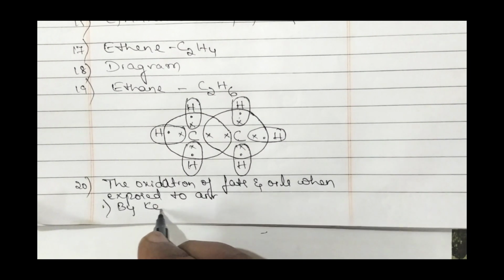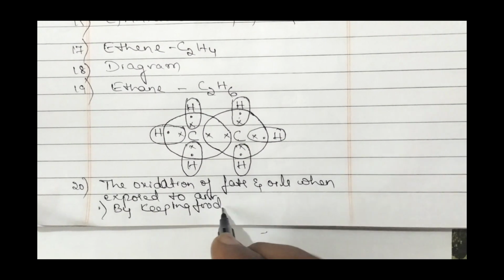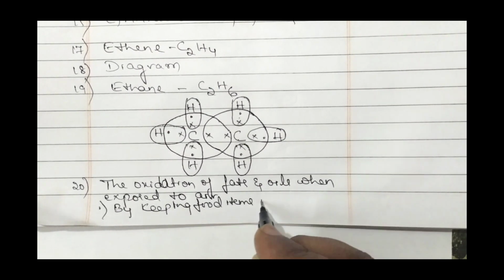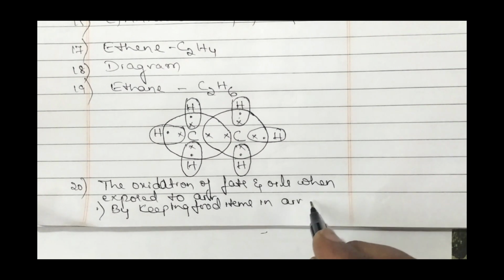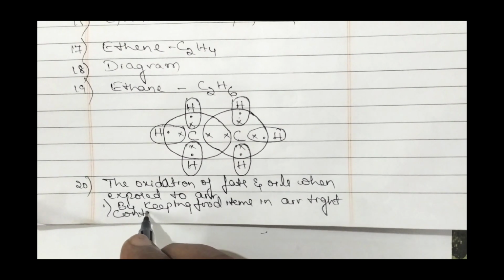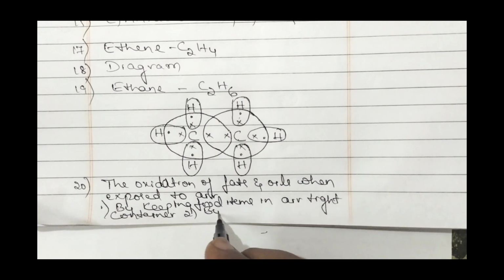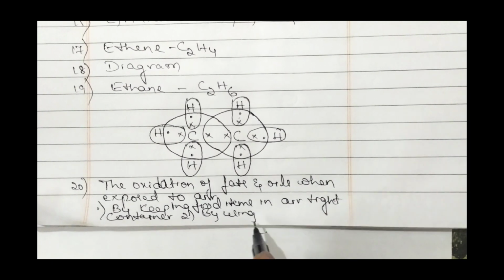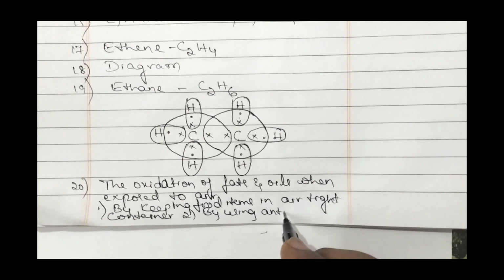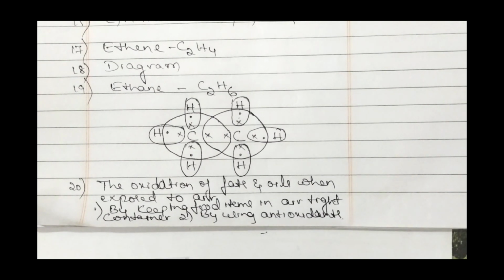By keeping food items in airtight container. That is one. Another, by using antioxidants. So these are the two ways by which we can prevent rancidity.